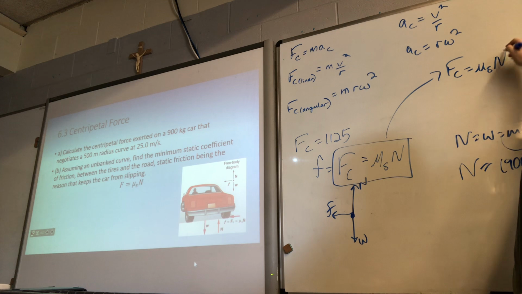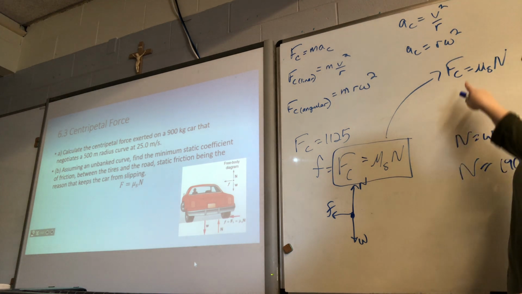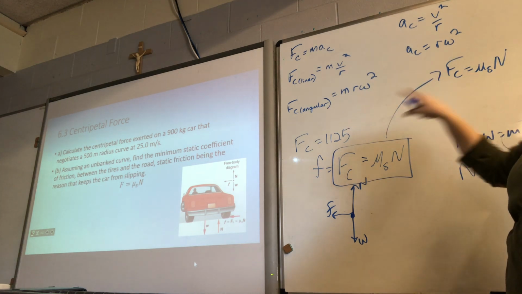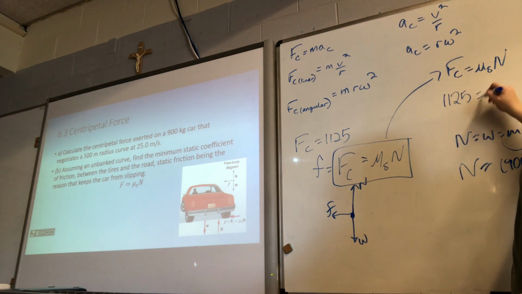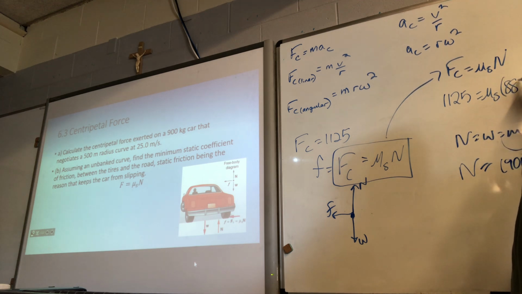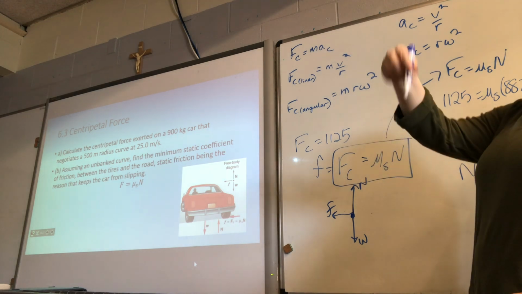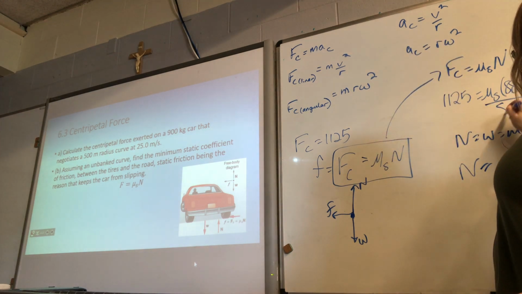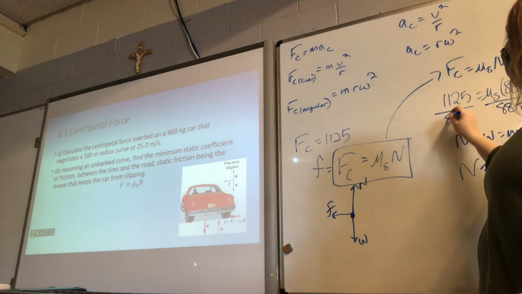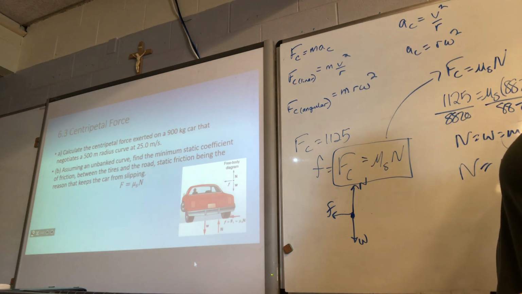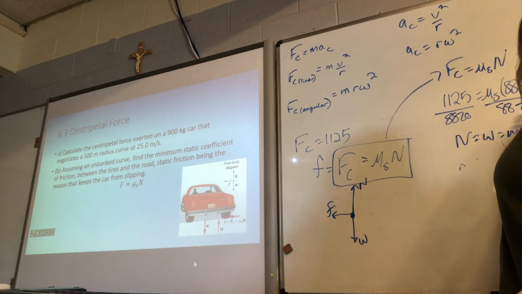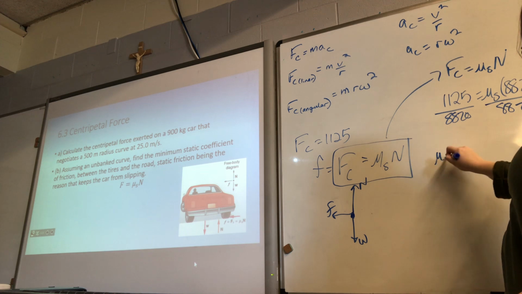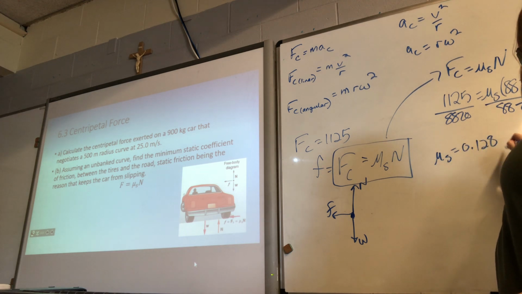Oh, is this where we have to look up the mu? We're calculating mu in this problem. Coefficient of static friction is our goal, because we already figured out that one. Okay, so we're going to plug in our numbers. Remember that mu should always be less than 1. 0.128. Nice.